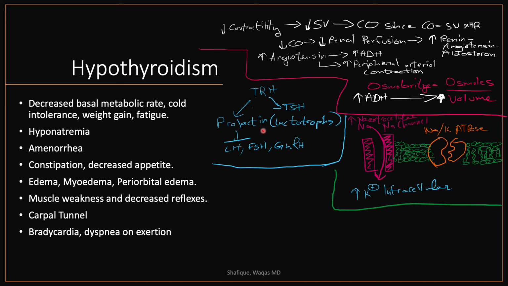Amenorrhea is due to the fact that TRH also stimulates lactotrophs in the anterior pituitary to stimulate production of prolactin. And when you have low thyroid hormone, that causes less feedback to TRH, and upregulation of TRH causes more prolactin production, which inhibits your luteinizing hormone, your follicle stimulating hormone, and your gonadotropin releasing hormone.